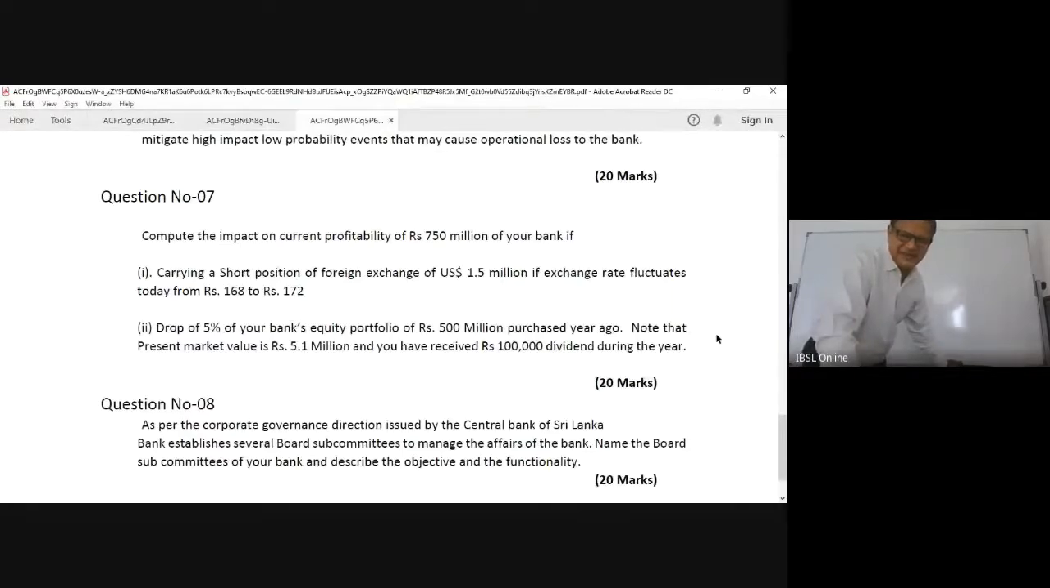Drop of 5% of banks' equity portfolio is of 500 million purchased a year ago. Note that the present market value is 510 million. So please correct that. Bank equity means they invested in stocks or shares. Originally 500 million was invested. Now today the market value is 510 million.